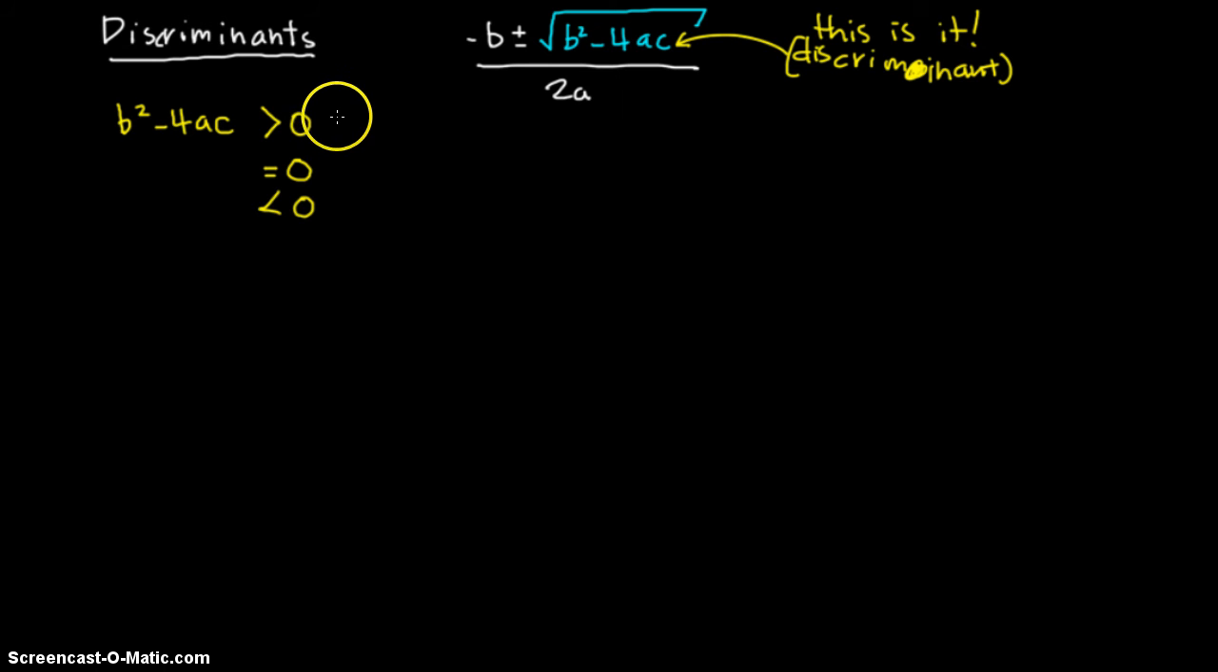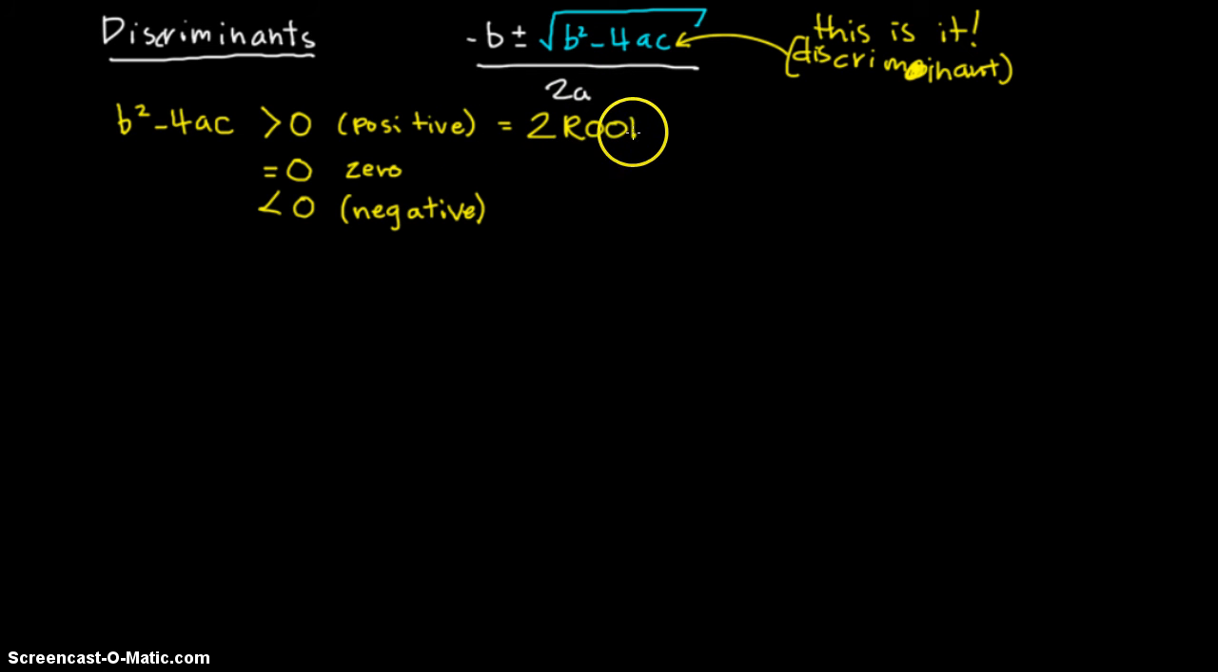So what do I mean by that? I mean it can be positive, it can be 0, and it can be less than 0. In other words, it can be negative. And what does this mean? Well, basically, if this is positive, that means I'm going to have 2 numbers. Definitely 2 numbers. I can square root a positive number. I'm going to end up with 2 possible versions of my answer. So I will get 2 roots, definitely.